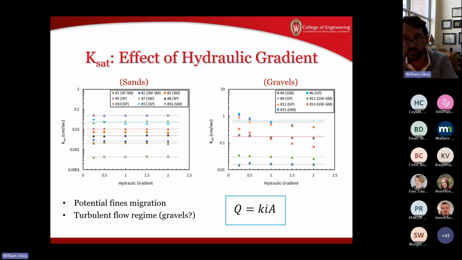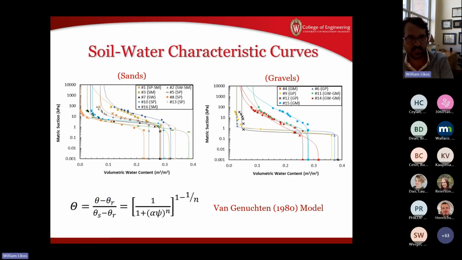For the really open graded materials, that may be related to turbulent flow that develops at higher gradients. And so that's an observation that we had, and for subsequent calculations, we took the average. So those horizontal lines through there are averages across the range of gradients. Those are our hydraulic conductivity measurements.